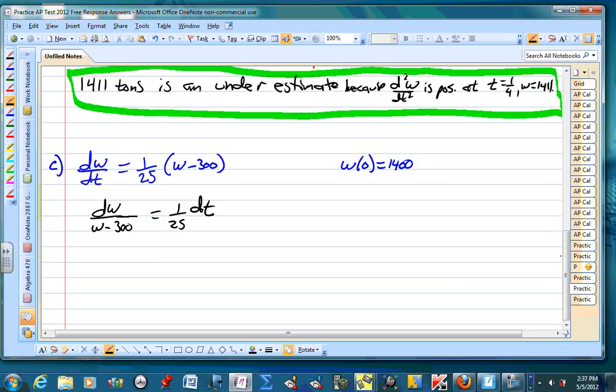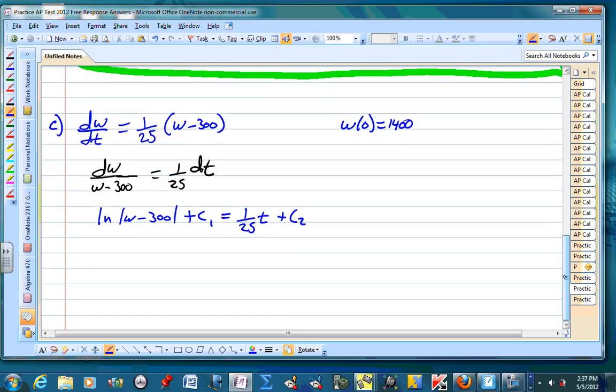Now let's integrate the left side and the right side. Using u substitution on the left side, we're going to get natural log of w minus 300 plus a constant. On the right side, we're going to get 1/25 times t plus another constant. We know we're supposed to get the constants together. So we're going to go natural log of w minus 300. Sorry, natural log of the absolute value, w minus 300. That's going to equal 1/25 t plus a third constant.